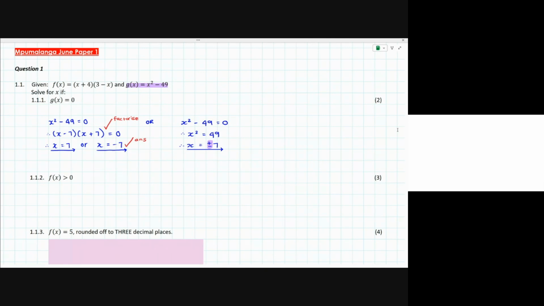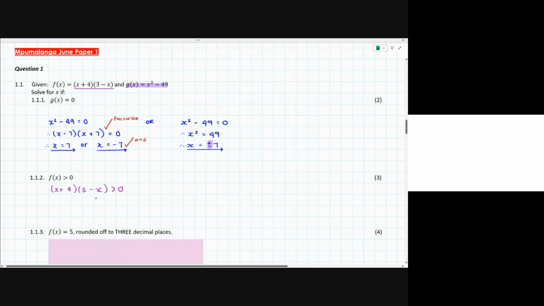Right, if we look at 112, it's asking us where f of x is greater than 0. So f of x's expression is (x + 4)(3 - x). And what we need to realize here is that we have essentially a quadratic inequality.